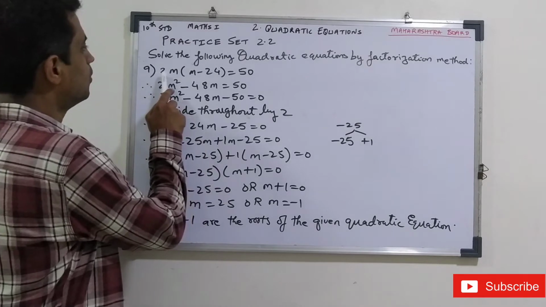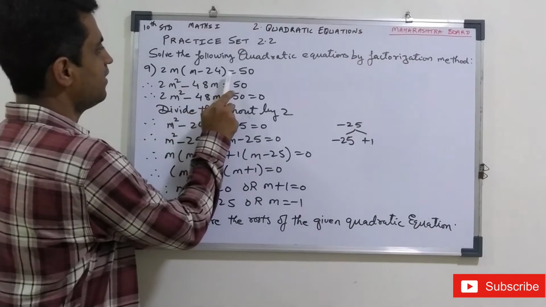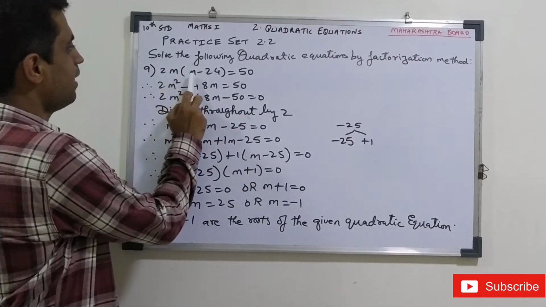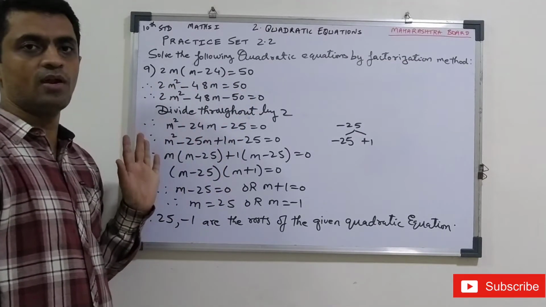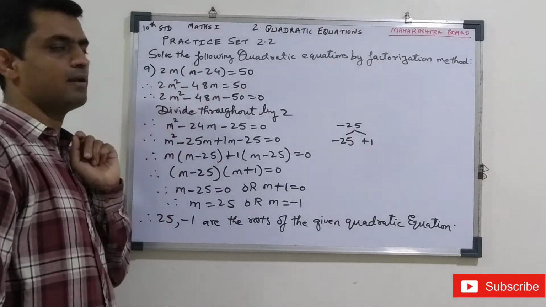9 sum: 2m(m minus 24) is equal to 50. Now it is not in a standard form. You can also see brackets are there.